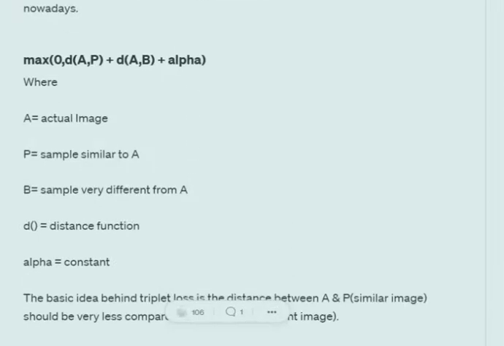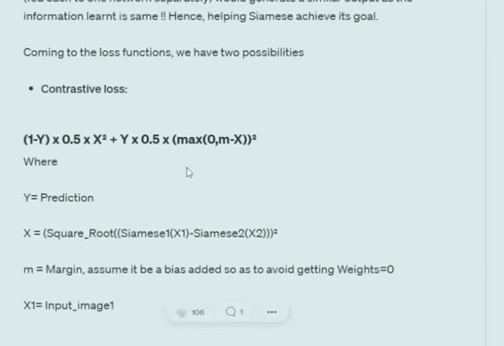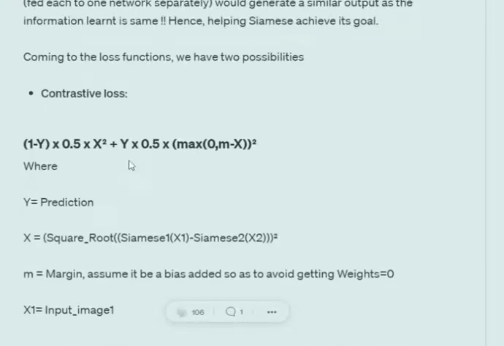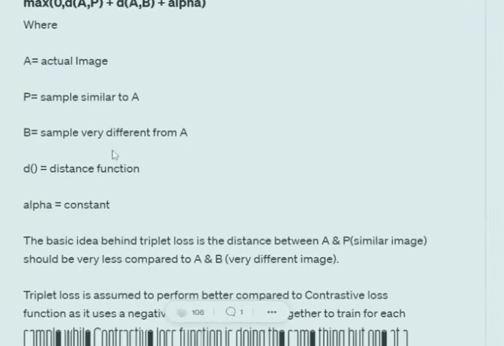Why does triplet loss work better as compared to contrastive loss? If you notice in the two formulas, in case of contrastive loss, we are inputting two images together, x1 and x2, while in case of triplet loss, we are inputting three images together. One is a similar and other is a different image.